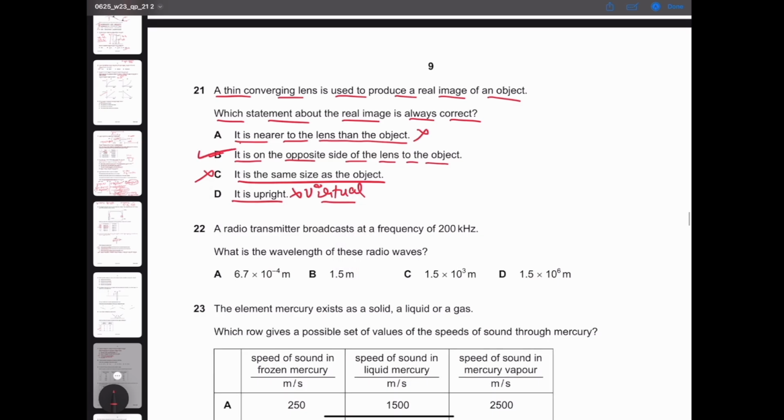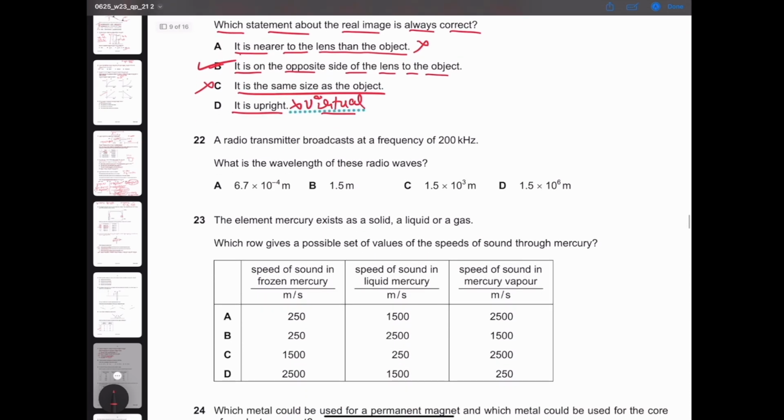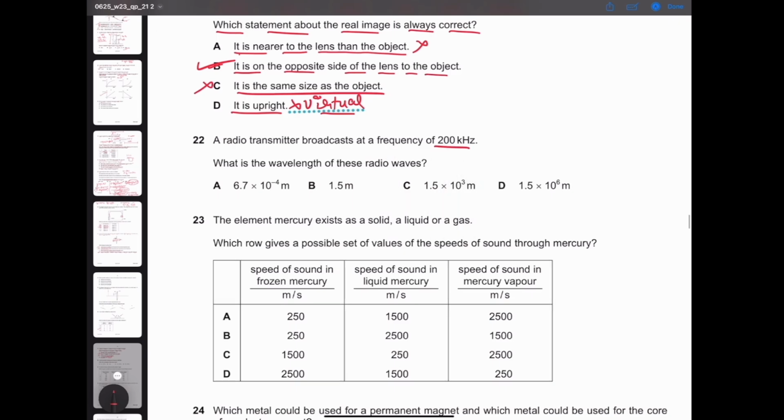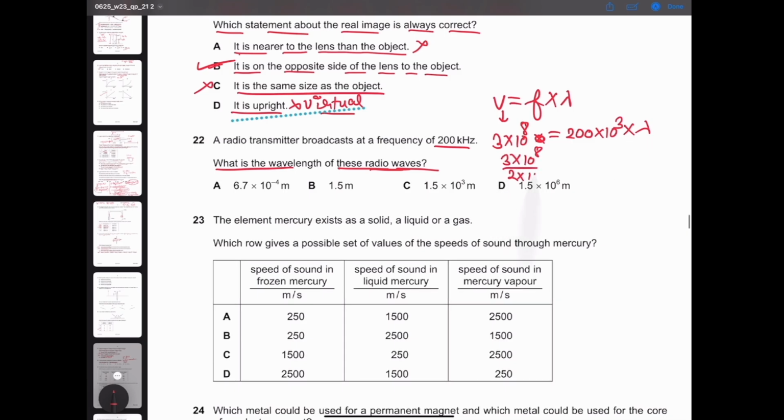A radio transmitter broadcasts at a frequency of this much. What is the wavelength of these radio waves? We know that v equals f times lambda. Since this is a radio wave, it will have a speed of 3 times 10 to the power 8. The frequency is 200 times 10 to the power 3, times lambda. So 3 times 10 to the power 8 divided by 2 times 10 to the power 5. When you solve this, your answer will come out to be 1.5 times 10 to the power 3, which is option C.